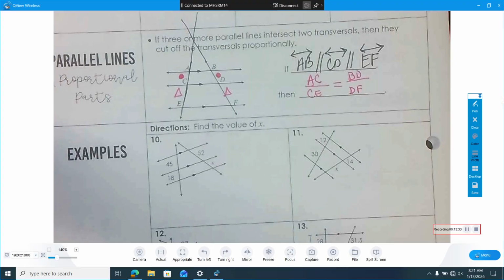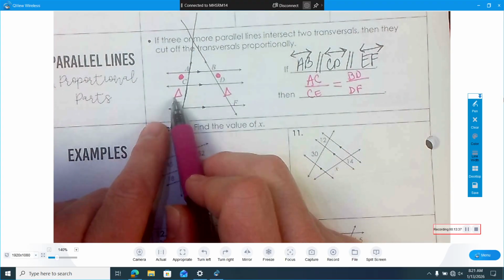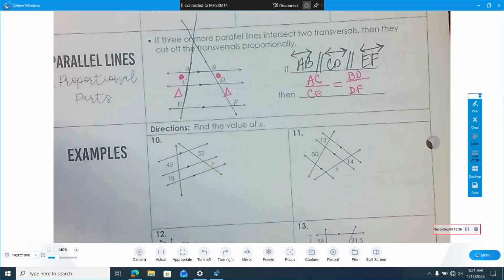But the same would be true. I could also do AC over BD is equal to CF over DF. Like you can go across as well instead of just top and bottom, top and bottom. All right, so it's the same thing. Parallel lines cut things proportionally.